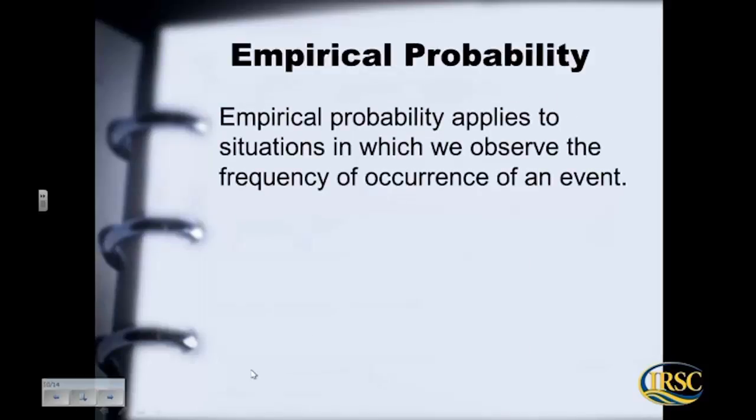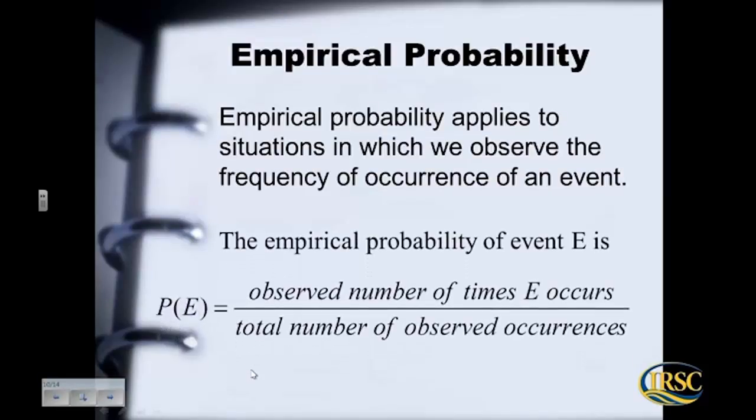Okay, empirical probability is different than theoretical probability. Empirical probability applies to situations in which we observe the frequency of an occurrence of an event. In other words, we're not guessing as to what happens, we are watching what is happening. So the formula is really the same as the other formula, but you are watching or you're observing. So the probability of an event would be the observed number of times E occurs over the total number of observed occurrences. So the number of times that item happens over the number of times this experiment is going on.